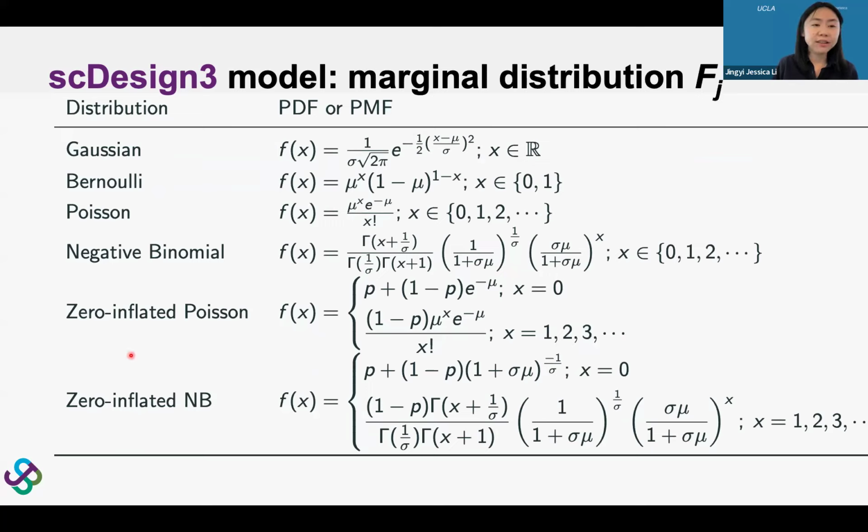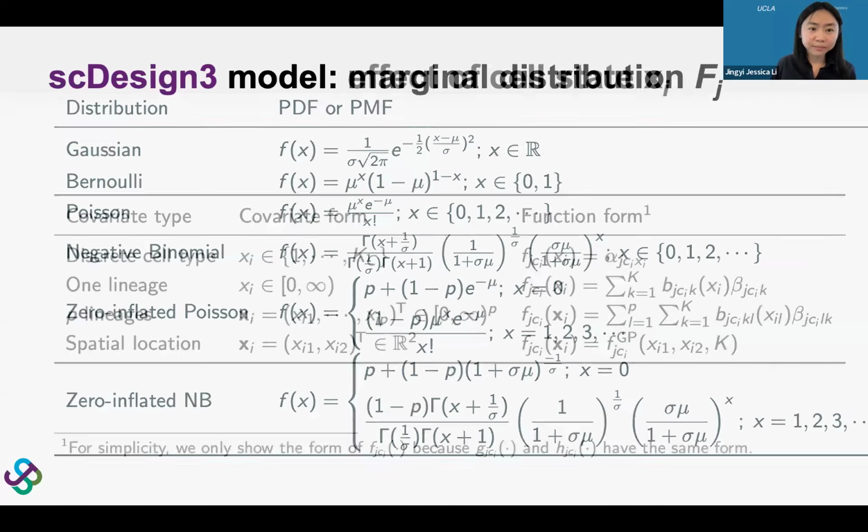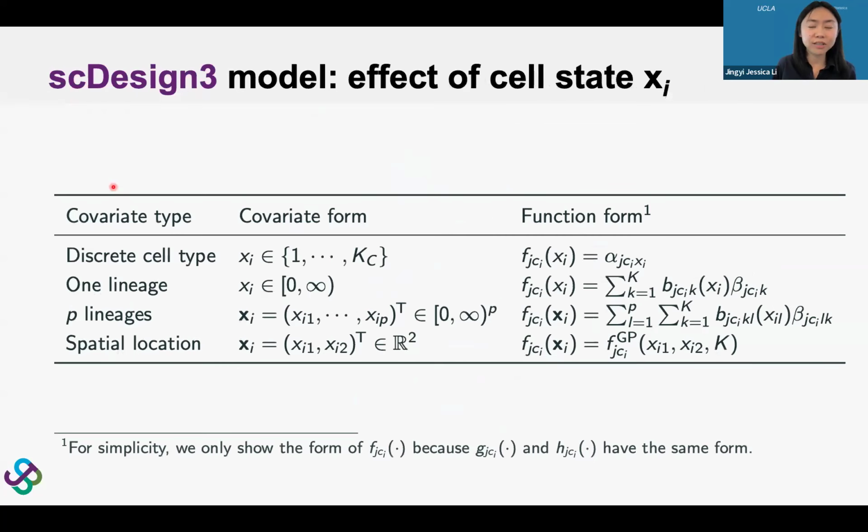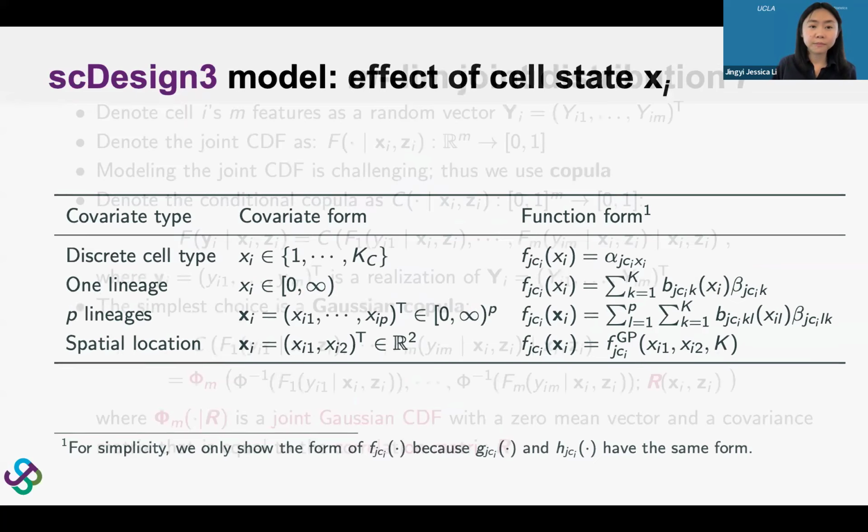These are the distributions we currently consider in our package: Gaussian, negative binomial, zero-inflated negative binomial. We also have Poisson and zero-inflated Poisson, because for some data Poisson may be enough and we don't need overdispersion. And Bernoulli is also included for modeling binary data. For example, methylation data can be considered binary. And as I already said, the cell state covariate xi could be discrete cell types; for one lineage it's one-dimensional and continuous, from 0 to positive infinity; if it's p lineages, it's p-dimensional; for spatial location, it's two-dimensional.